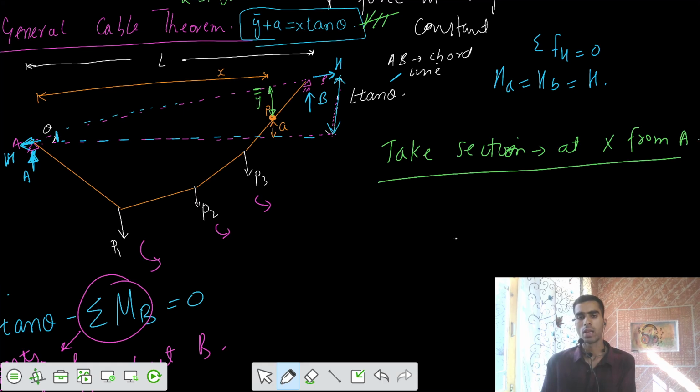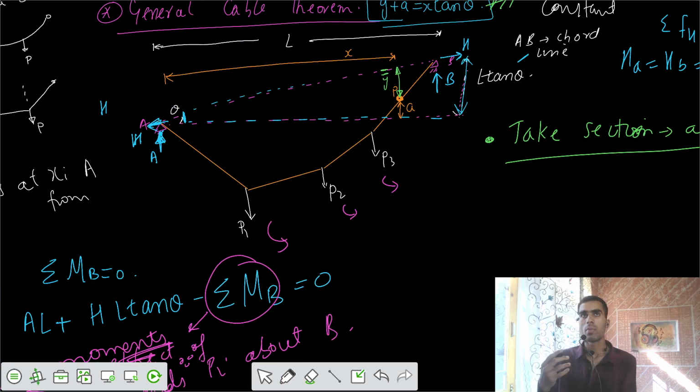Now we want to see what the moment is here, because we say your cable, by the assumption that it is perfectly flexible, has zero bending moment at all sections of the cable.